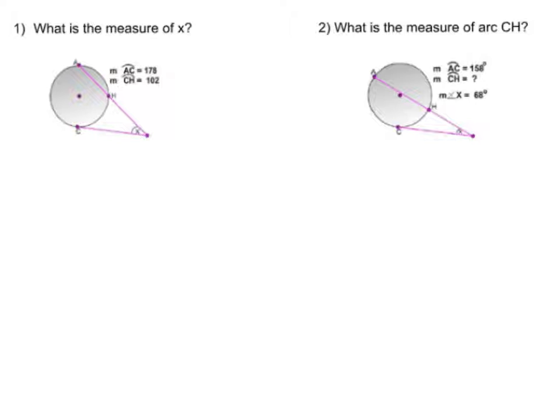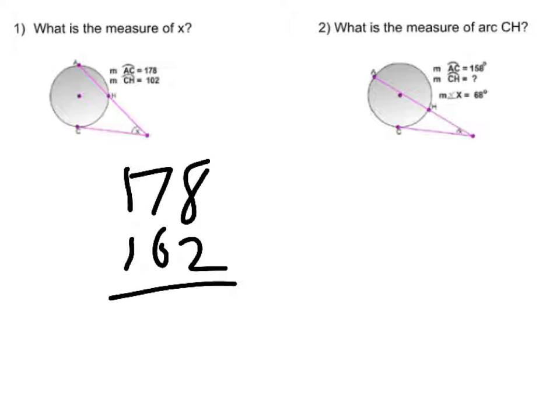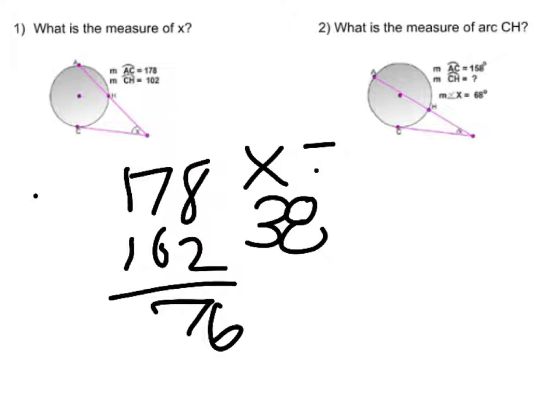Another theorem is the measure of an angle formed by two lines that intersect outside the circle is 1/2 the difference of the measures of the intercepted arcs. This sounds complicated, but it really isn't. It's basically saying that this angle is going to be 1/2 the difference of the measures of these. So let's try it out. If AC is 178 and CH is 102, then the difference is going to be 76. Since half of 76 is 38, x is going to be equal to 38.